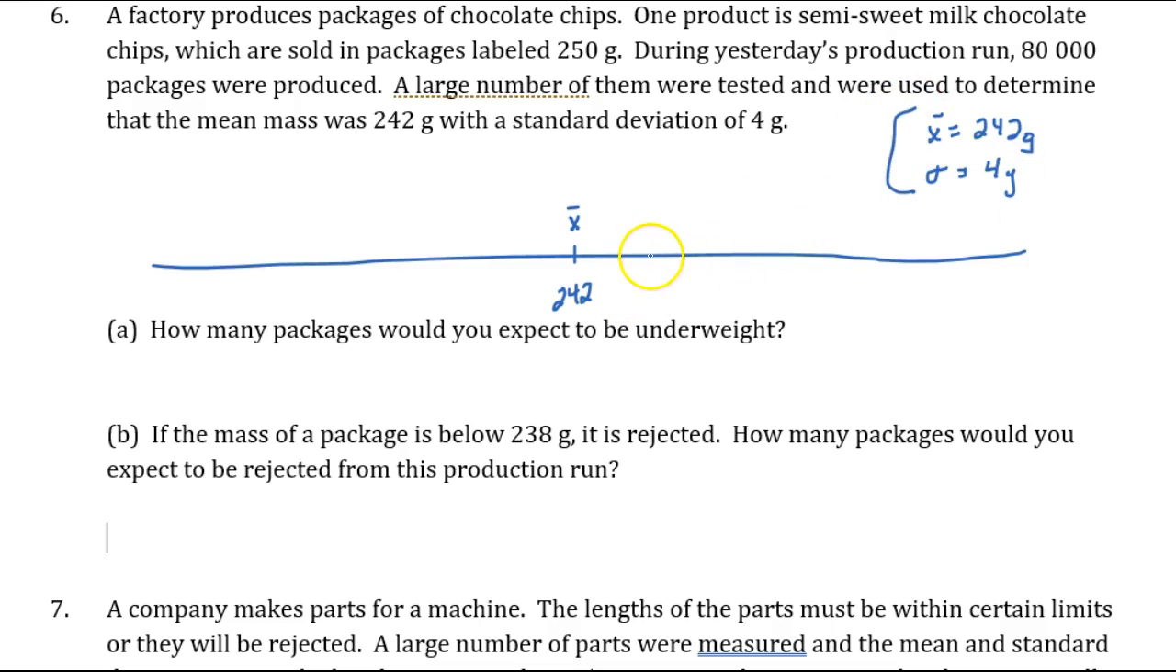So I usually do that over here. So one standard deviation above, writing out 4 each time: 246, 250, 254. The same works on the other side, just that this time we take away 4 grams. So 238, 234, and 230. And just check our numbers. Percentages.